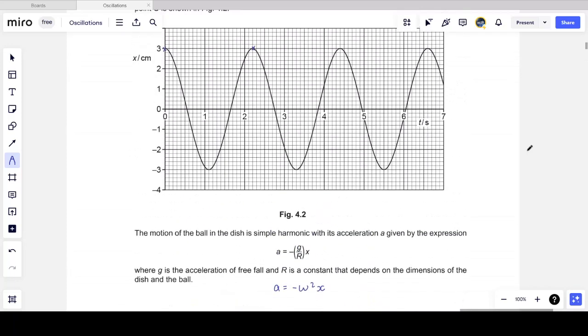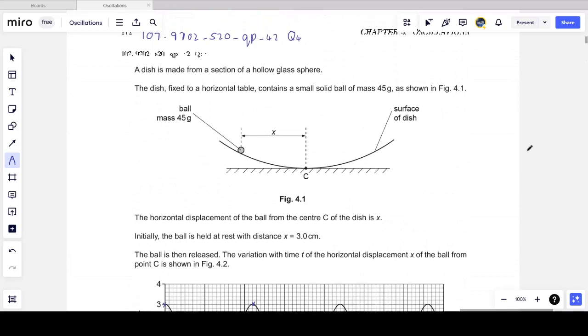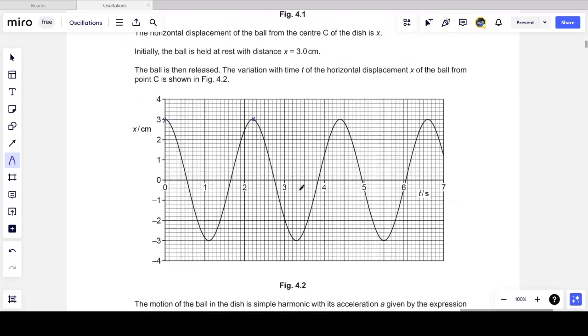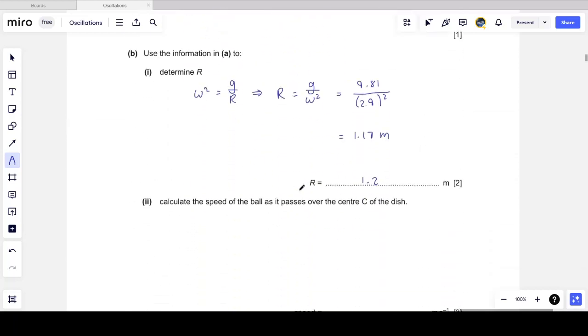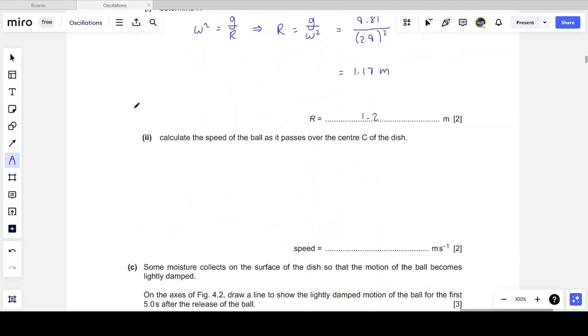So now if I look at the diagram, what I know is that at the center C, at the equilibrium position, the object that's oscillating has the maximum velocity. It's the same for this ball. The ball's moving through C, it's moving at its fastest. If it's moving in the other direction, going up the surface of the dish, it's obviously slowing down. So the maximum speed is what we're trying to calculate, and we label the maximum speed V0.